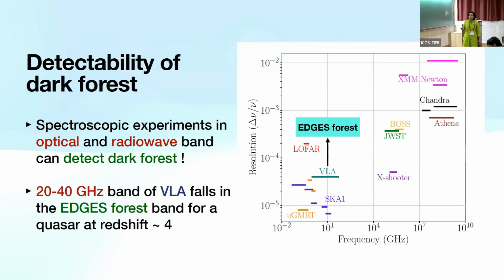And now coming to the detectability. So in the full electromagnetic spectrum, we have lots of different spectroscopic surveys from uGMRT to XMM-Newton, Athena, going till X-ray. And to detect the dark forest, the current optical and radio wave band experiments can do it because they have the required sensitivity. Further, if our model is the correct explanation for EDGES, then we expect to find a corresponding forest in the VLA band of 20 to 40 gigahertz. So that can be a confirmation.